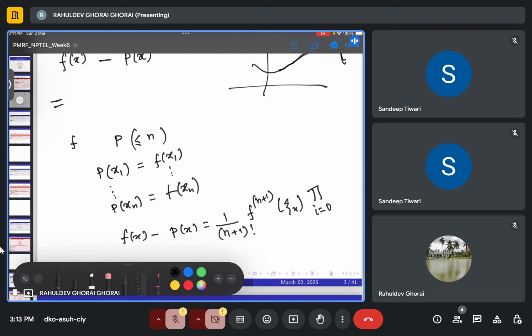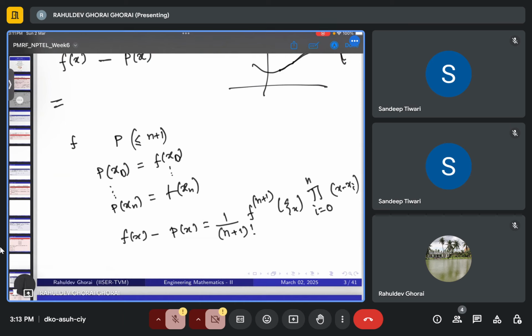So in this case, the product over i from 0 to n of (x minus x_i). This is very easy to find out also. You just construct a function which has x0, x1, up to xn as roots, and then you can find out all these things.